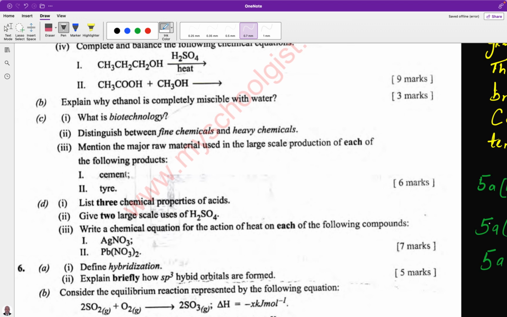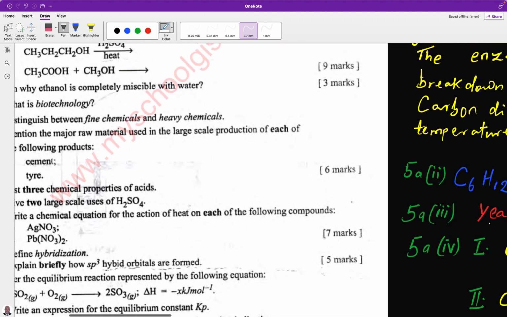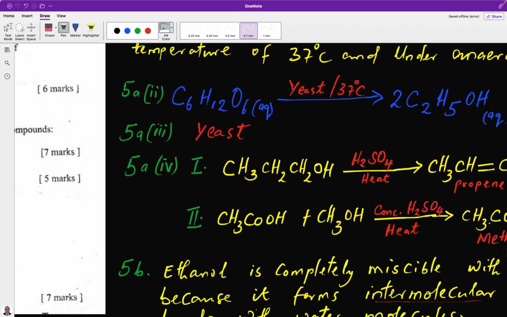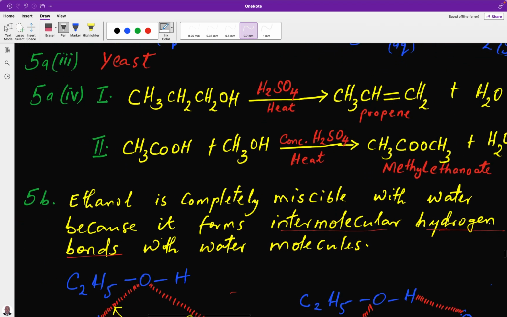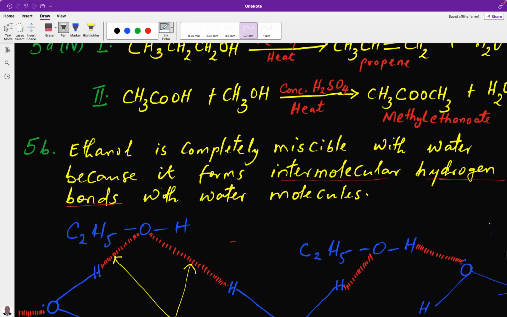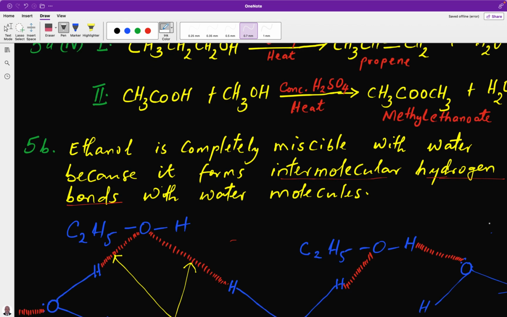Yes, the answer is simple. It has to do with intermolecular hydrogen bonds, the formation of intermolecular hydrogen bonds. That is what will make them mix or dissolve properly. So we can now say ethanol is completely miscible with water because it forms intermolecular hydrogen bonds with water molecules.